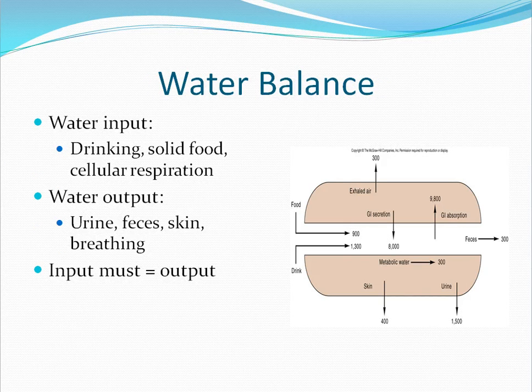Water is one material that needs to be balanced in the body. Water input, where we get most of our water from, is through drinking. But water can also be acquired through the solid foods that we eat, and water is also a product of cellular respiration. Water output, most water is lost from the body through our urine, but water can also be lost in our feces, through our skin with sweating, and also via breathing. It is very important in the body that input equals output.